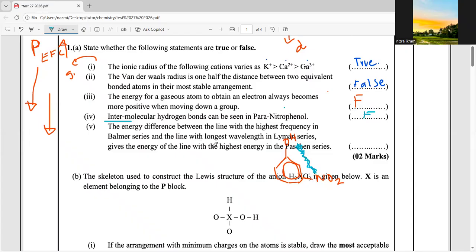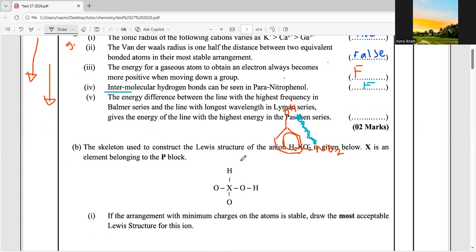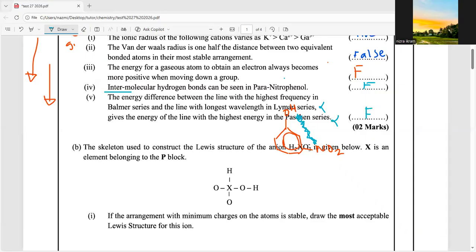The Balmer series and the line with the longest wavelength in the Lyman series give the energy of the line with the highest energy in the Paschen series. The longest wavelength is the longer transition. No, that doesn't make sense. We cannot relate them to each other. That's all. So only the first one is true, everything else is false.